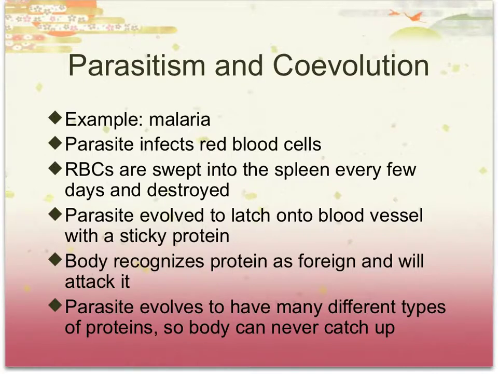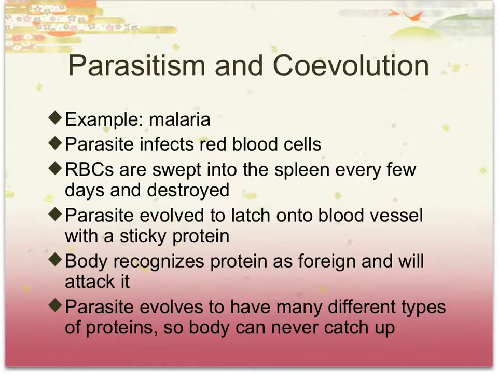Oftentimes we see coevolution happening with parasites and their hosts. One type of coevolution has happened with humans and malaria. Originally, the malaria parasite would infect the red blood cells, and then in humans, the red blood cells are swept away into the spleen every few days and are destroyed. And so the parasite, the malaria, would be destroyed. But over time, the parasite evolved to latch on to the blood vessels with a sticky protein so that they weren't swept into the spleen and destroyed.